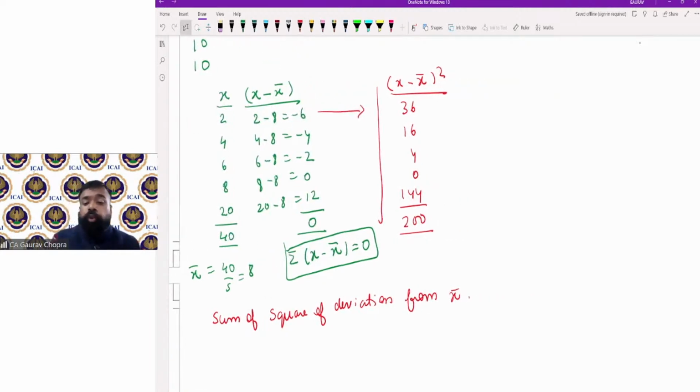Now, if you take any other value and find out the deviation, let's say x minus any other value, 2, and then find out the square. If you are taking x minus 2 and find the square.